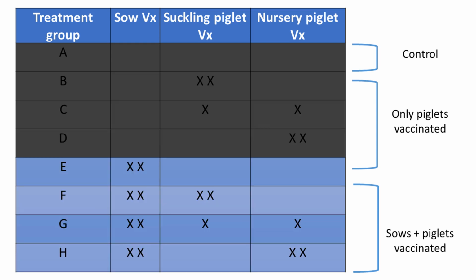And then our treatment groups E through H, again, the same replicate as we saw in B through D. However, those sows also received 2 vaccines as well.